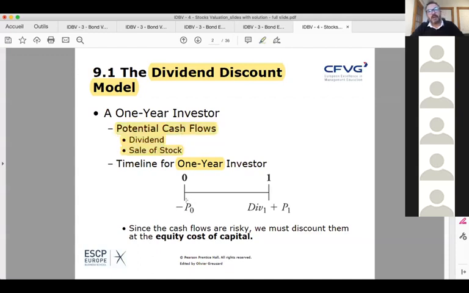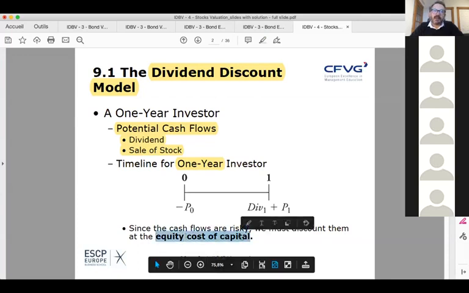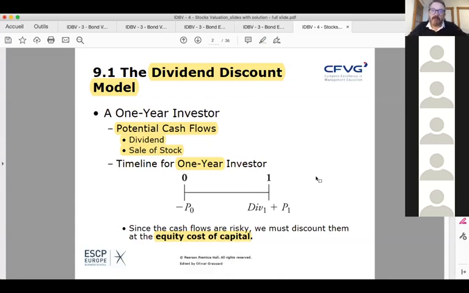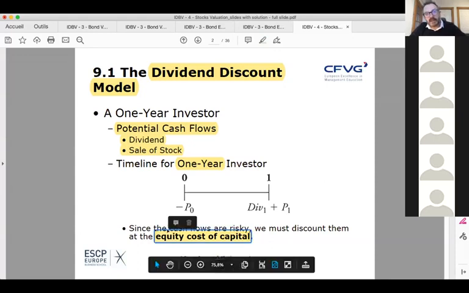So globally, how can we calculate the price of the share today when we decide to invest for 1 year only? Well, it's the present value of the dividend in year one we expect to receive, plus the price in year one we expect to sell the share. The only thing is that it's not the yield to maturity anymore that we will use, it is the equity cost of capital, since the cash flows are risky.